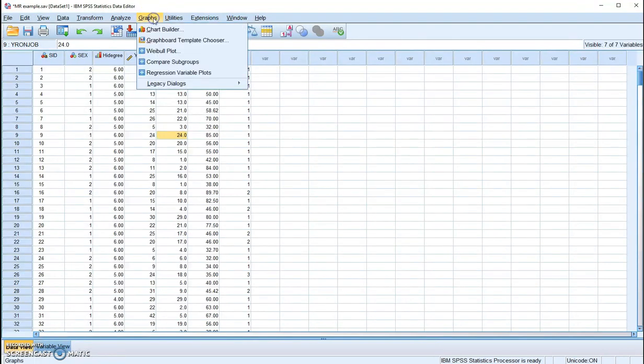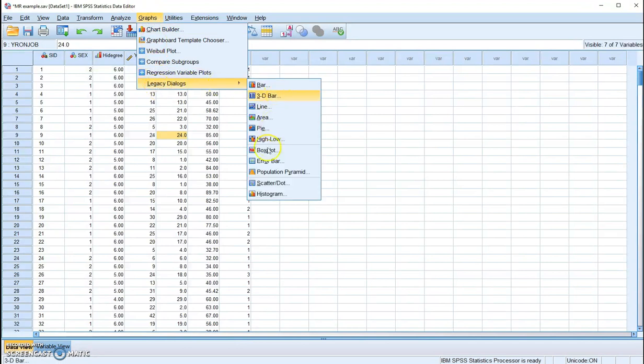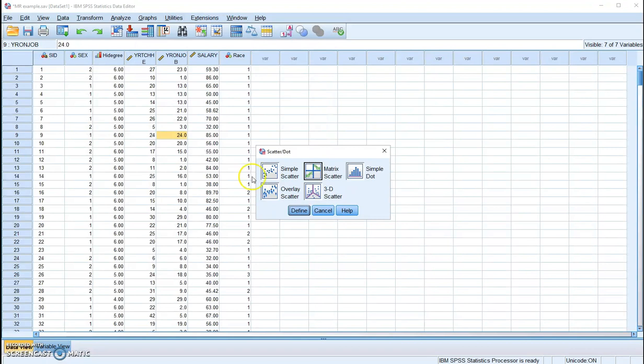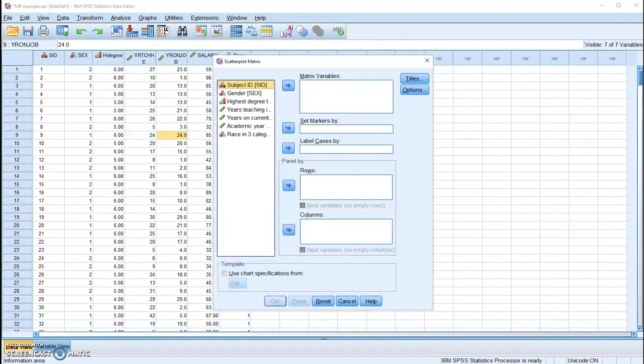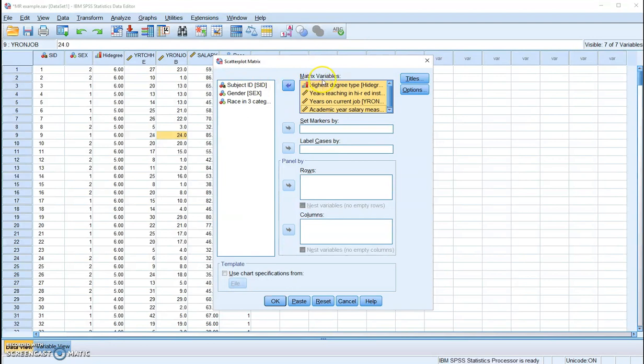So we start with Graphs, and we find the place for scatter plot. Since we have three continuous independent variables and one dependent variable, we're going to use the matrix scatter plot. I'm going to put the highest degree type, years teaching in higher education, and years on current job, along with salary, into this place called matrix variables.